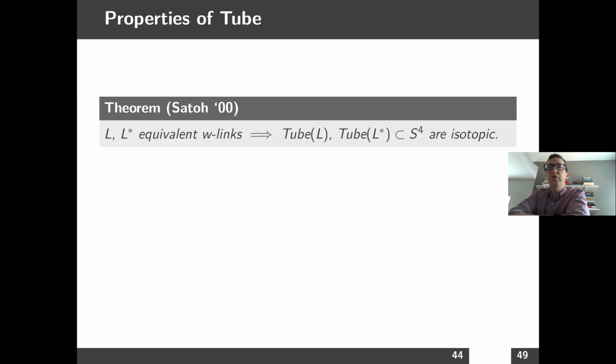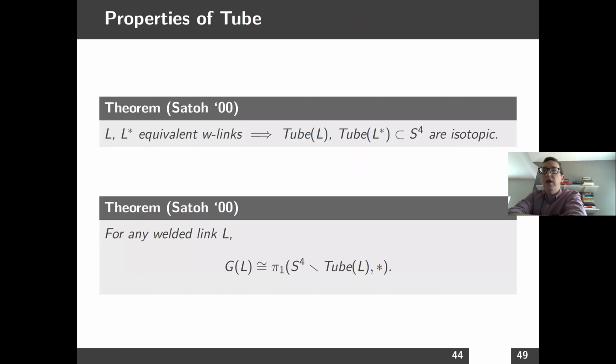Okay, so Satoh proved that if you have two equivalent welded links, then their tubes are isotopic in S4. And he also proved that the group of a welded link, defined with the usual Wirtinger presentation, is isomorphic to the fundamental group of the complement of the tube of L in S4.